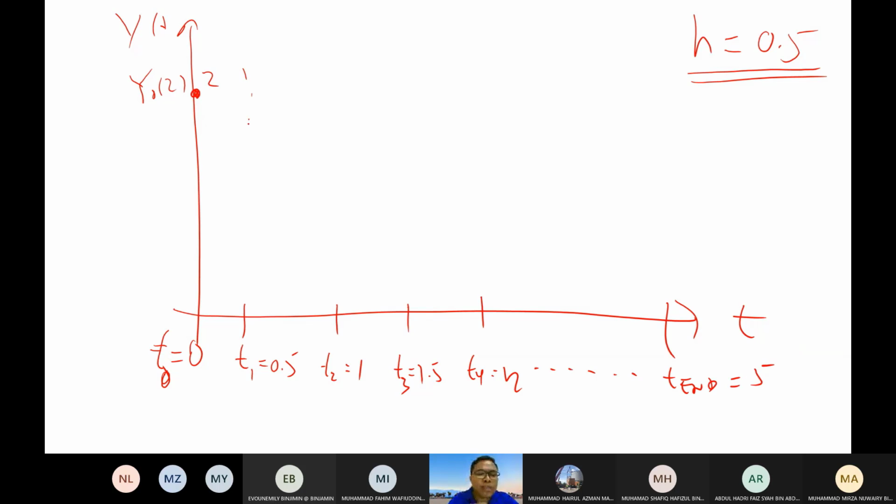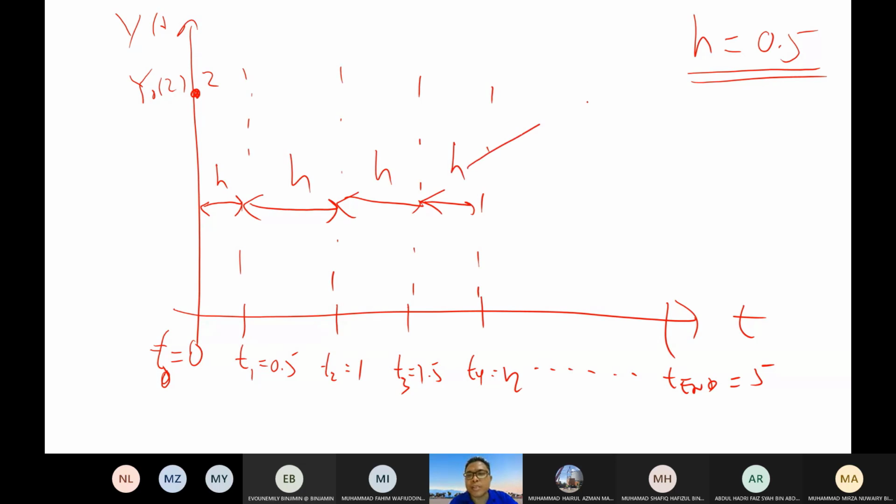So the distance between them, if I draw the vertical line, forgive me about the drawing because it does not have the same h here. The distance between them should be the same. All of these have a similar h, which is equal to 0.5. Okay, can you follow that? Yes, sir. So this step size can be determined by you.